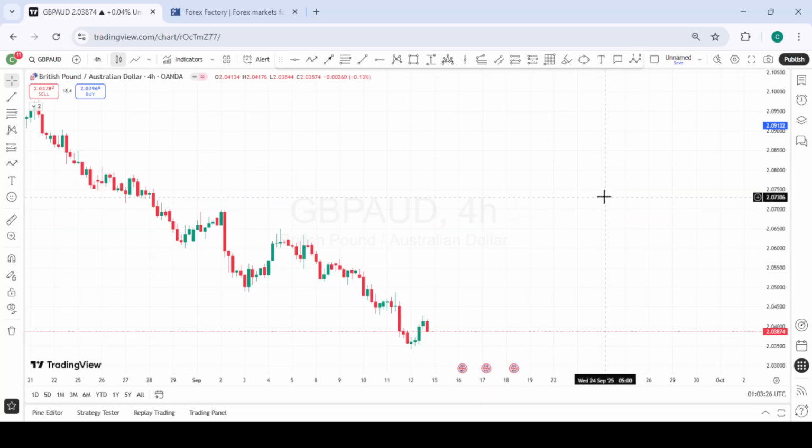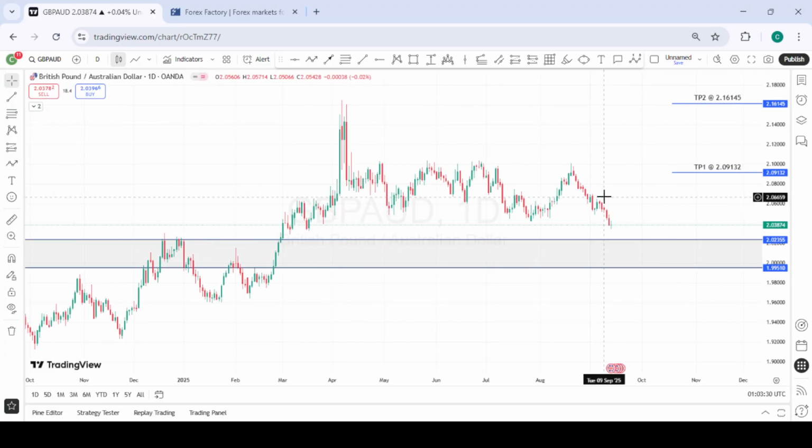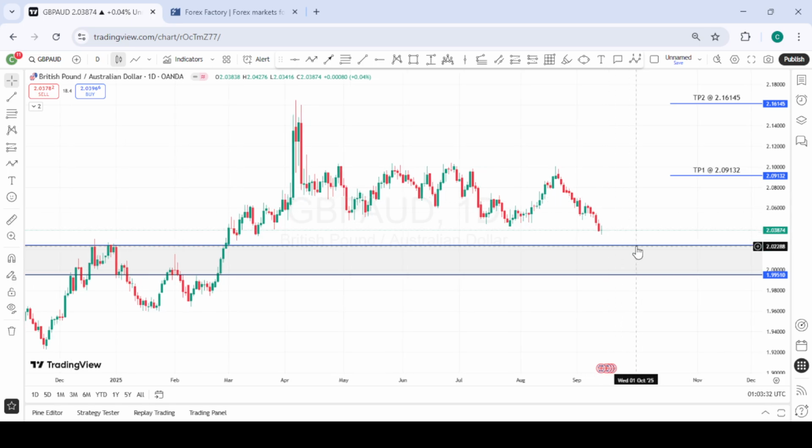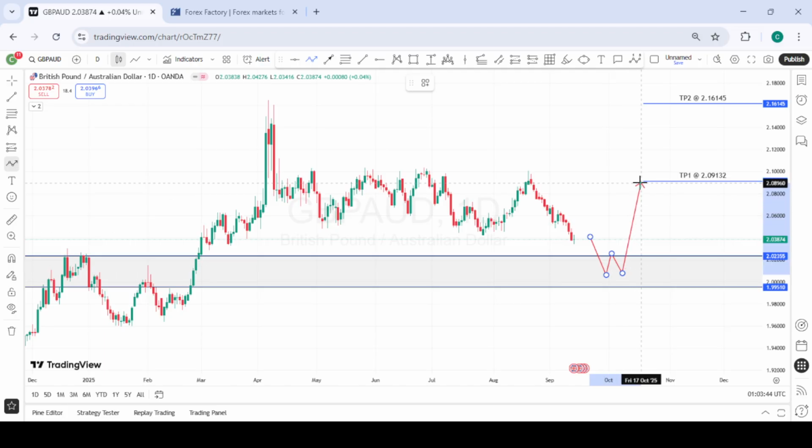We also have here GBPAUD, and for GBPAUD, we have a very strong area of interest, a weekly and a monthly, a strong area of interest way below where price currently is. So we're expecting price to make its way to this zone, give us some bullish confirmations within this zone, and take our buys from here to the upside.